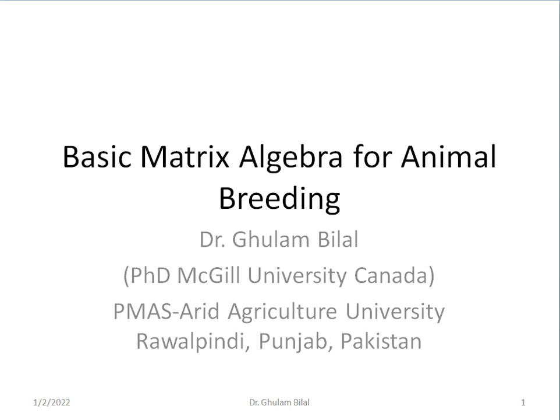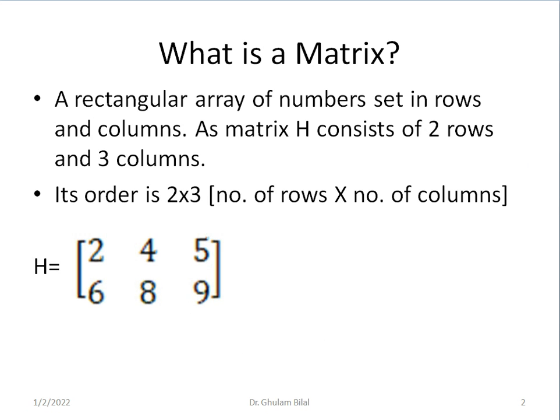In this video, we will talk about basic matrix algebra for animal breeding. So, a matrix is a rectangular array set in rows and columns. For example, we have a matrix H here. It has 2 rows and 3 columns. So, its order will be 2 into 3. Order is equal to number of rows multiplied by number of columns.